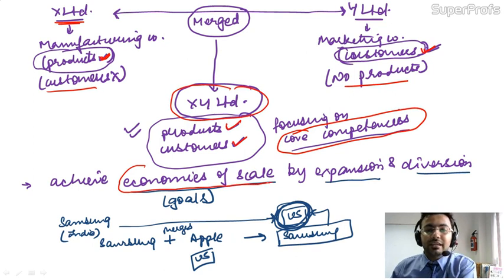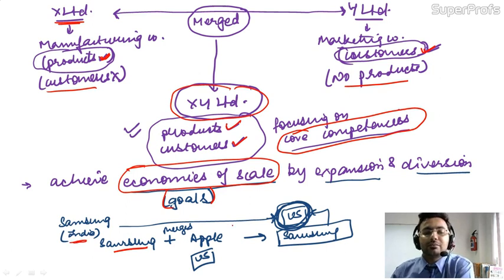Achieving economies of scale by expansion and diversion. Achieving your goals by expansion and diversion. Let's suppose Samsung is there in India. Samsung wants to approach some customers in the US. But instead of establishing a unit over there, it has merged with Apple. Now Samsung is there in the US and they can sell their products also.